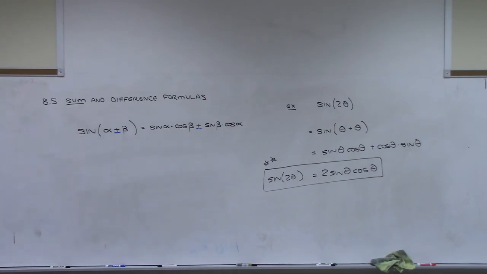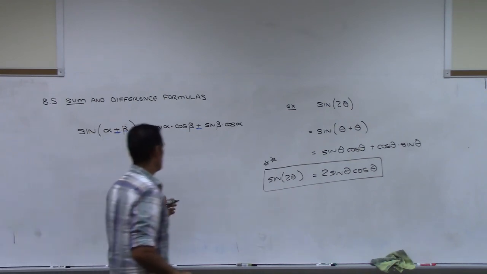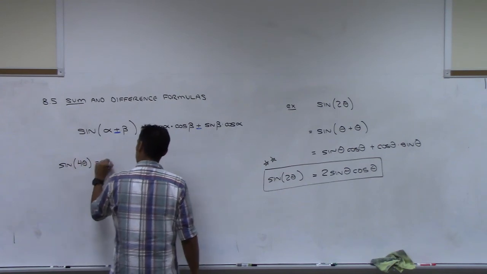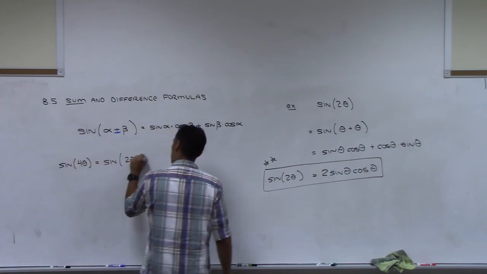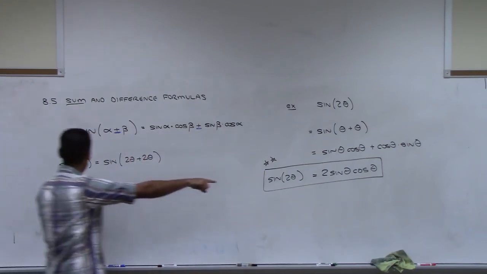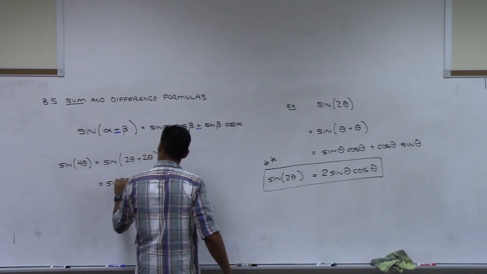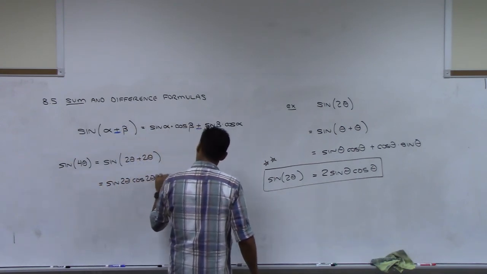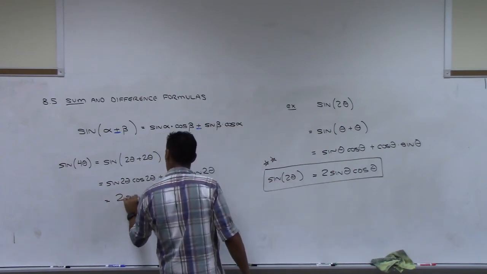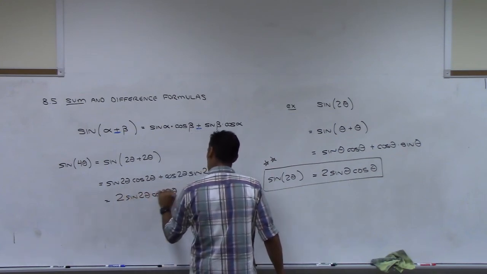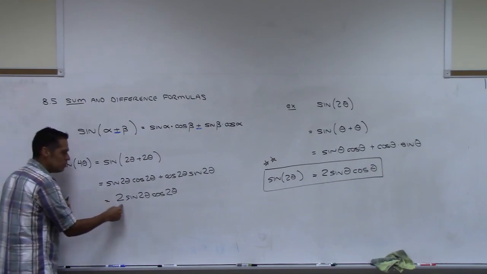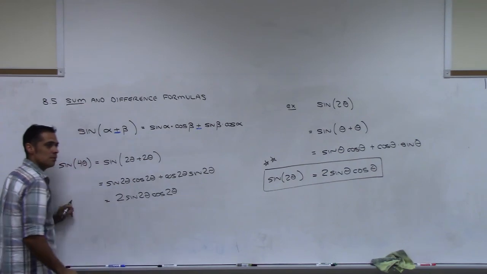What about 4? Good question. What would happen if it's 4 theta? If it's sine of 4 theta, couldn't I still split that up into 2 theta plus 2 theta? And then I could do the same game I just did over here, and it would become sine 2 theta cosine 2 theta plus cosine 2 theta sine 2 theta, which would turn out to be 2 sine 2 theta cosine 2 theta. So sine of 4 theta is 2 sine 2 theta cosine 2 theta. So it works for 4 theta.